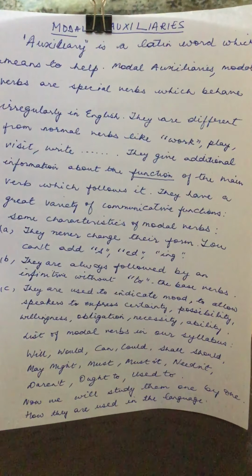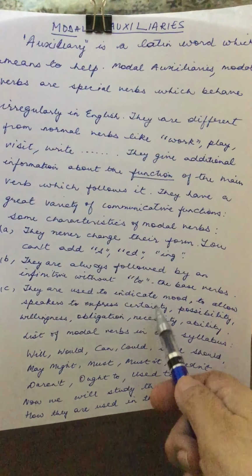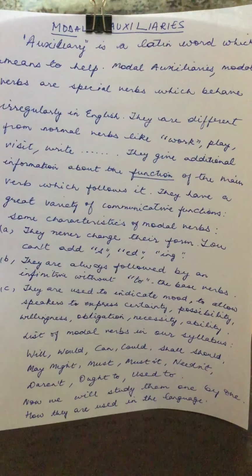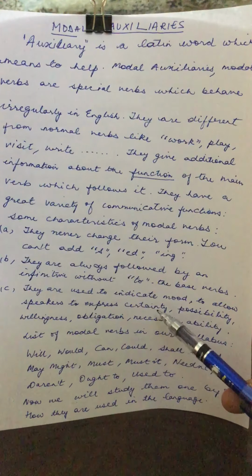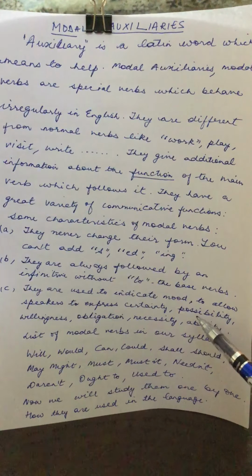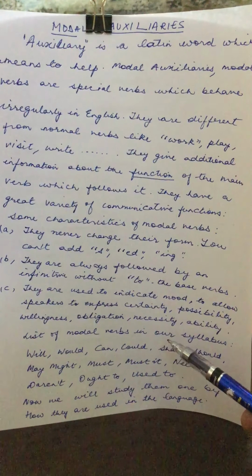Some characteristics of modal verbs are they never change their form. You cannot add s to make it plural, ed the past form, and ing the continuous form. And they're always followed by the infinitive form, which is eat, sleep, drink, play, but without the to. To will not be used. They are used to indicate mood, to allow speakers to express qualities like certainty, possibility, willingness, obligation, necessity, ability.